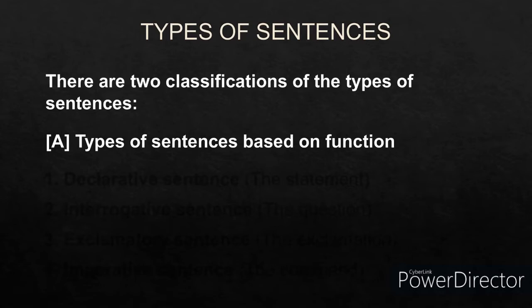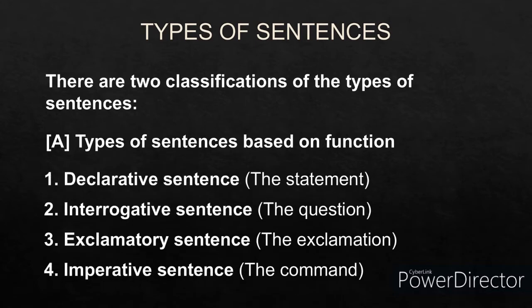Now there are two kinds of classifications for sentences. The first type of sentence is based upon function. So what are they? Let's have a look. The first one is the declarative sentence. The second one is the interrogative sentence. The third one is the exclamatory sentence. And the fourth one is the imperative sentence. So let's have a look at each one of them in a bit of detail.